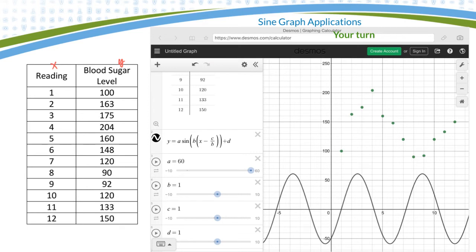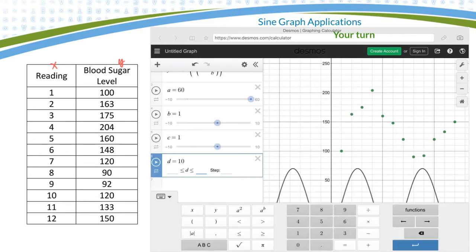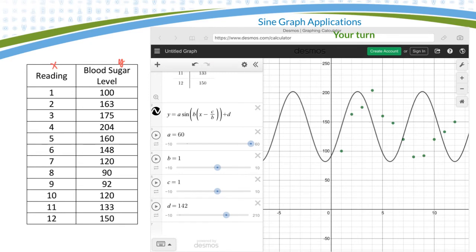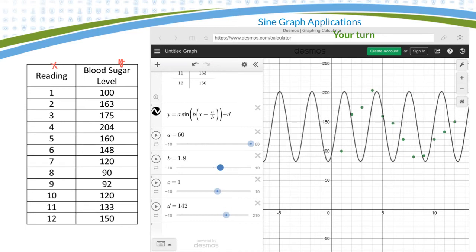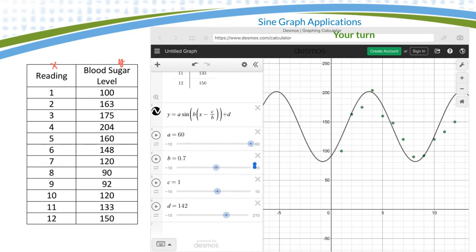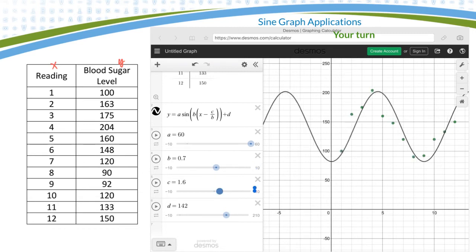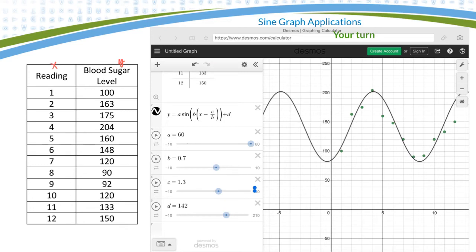Yeah, that might be close. Let's move the graph up. That's our D. Oh, D can't go far enough. So the D, the highest number there, would be 210 or something. Let's type a 210, and then just see what happens when I move that. There we go. Looking closer. Now my period, I probably need to, oh, wrong way. Oh, hey, that's looking pretty good there. C, let's move it over just a touch. I'm thinking somewhere right in there.